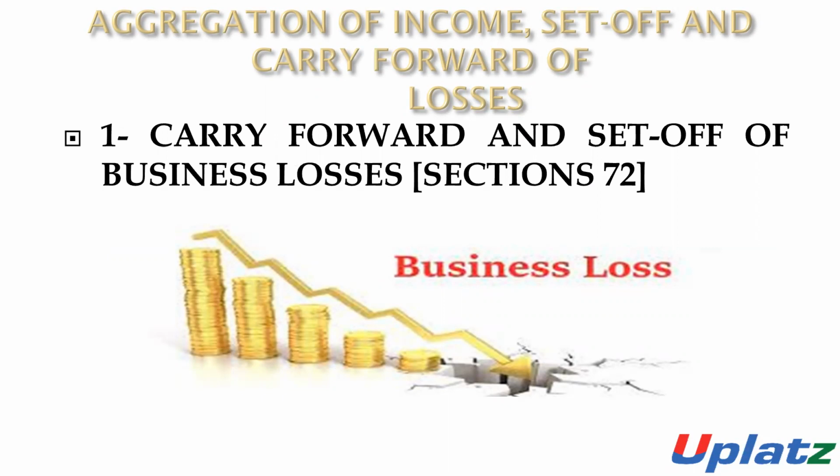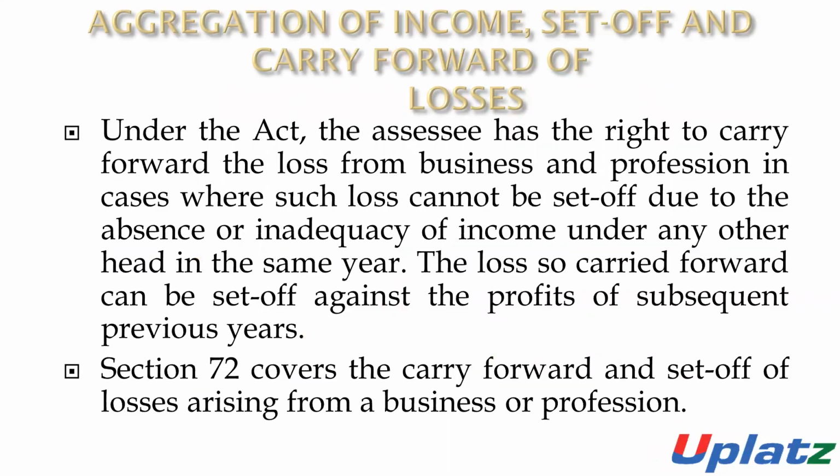Section 72 says that if an assessee has any business loss, then in the relevant previous year, in the relevant assessment year, he will set off or adjust the amount of business loss. If there is any unabsorbed amount of business loss, we can carry forward such loss to the next assessment year.